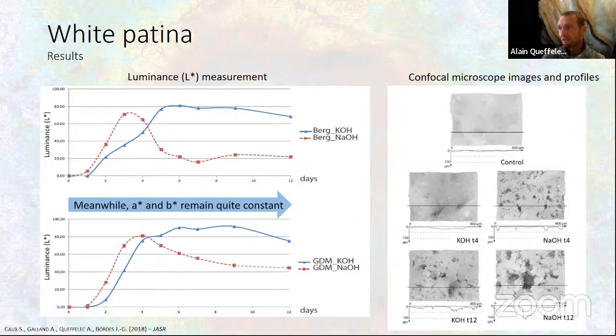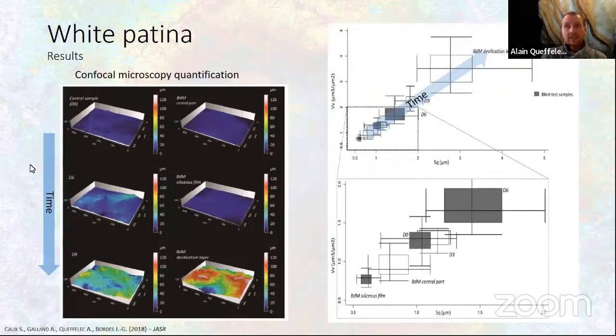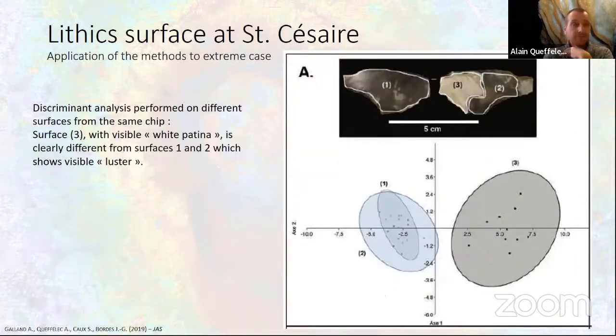We can see on the confocal images and on the profiles the size of the holes that were created by the chemical dissolution. We can see here, especially on the right, that the rugosimetric measurements allow for quantification of this taphonomical process, and can therefore be used to quantify the patina and compare on a solid basis different sites, different raw materials, etc.